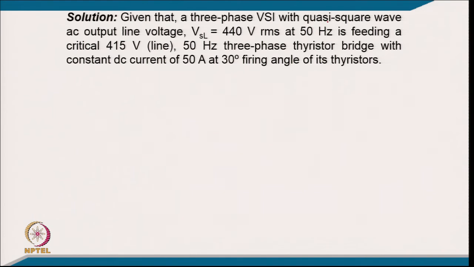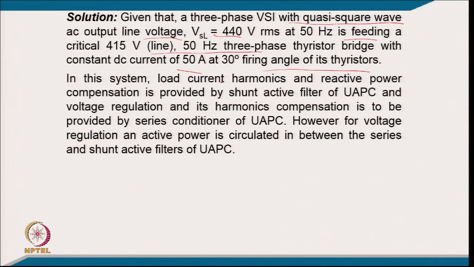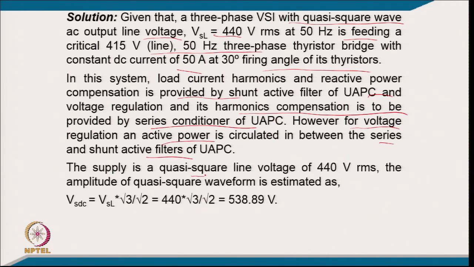Given a 3-phase voltage source inverter with quasi-square wave AC line voltage VSL equal to 440 volt at 50 hertz feeding the critical load of a 50 hertz thyristor converter with constant DC current 50 ampere at 30 degree firing angle. In this system, the load current harmonics and reactive power compensation is provided by the shunt active filter, and the voltage regulation and harmonic compensation is provided by the series conditioner of the universal active power conditioner. However, the voltage regulation power is circulated between the series and shunt active filter. So, supply is the quasi-square wave of line voltage of 440 RMS.